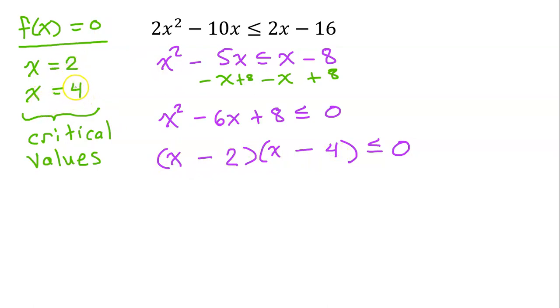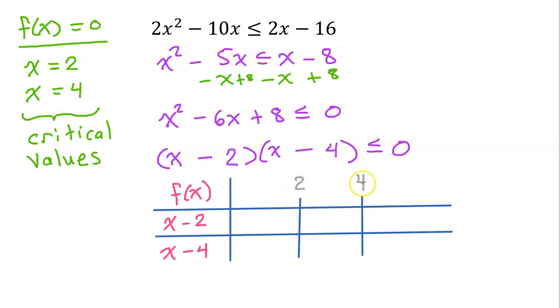Let's put these on a number line to make a sign chart. Here are the critical values on the number line across the top. X minus 2 will equal 0 right at 2. It will be negative to the left and positive to the right. X minus 4 equals 0 right at 4. It will be negative to the left and positive to the right.